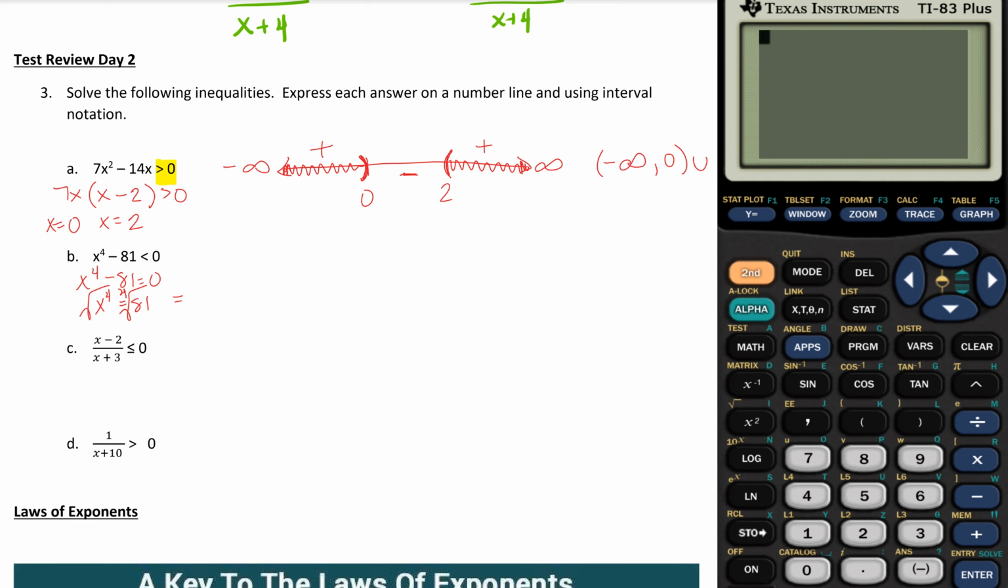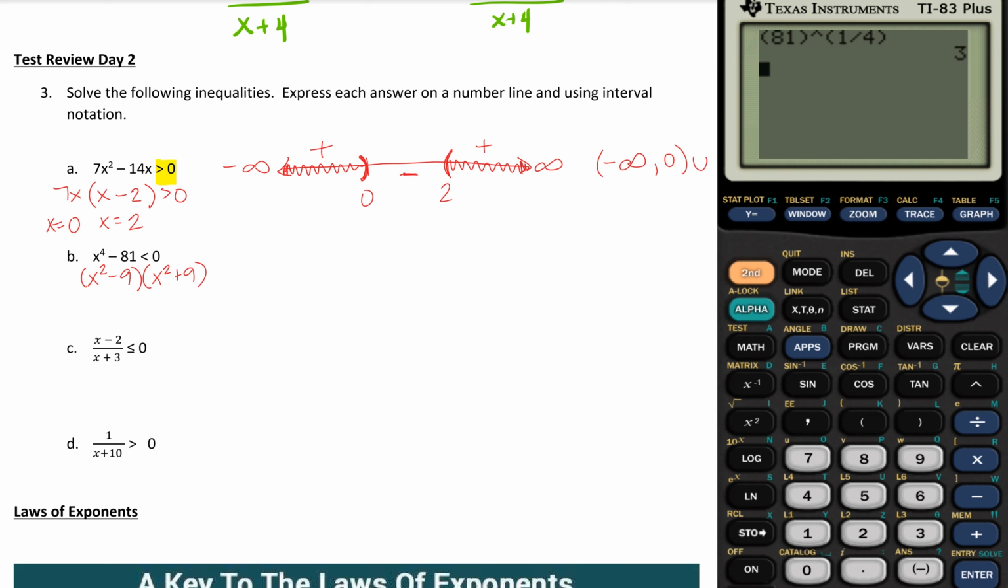So we know that if we were to do 81 to the power of 1/4, we get 3. My answer is plus or minus 3. If you don't like to do it that way, then you can also see that this is a difference of squares, where you get x squared minus 9, x squared plus 9.